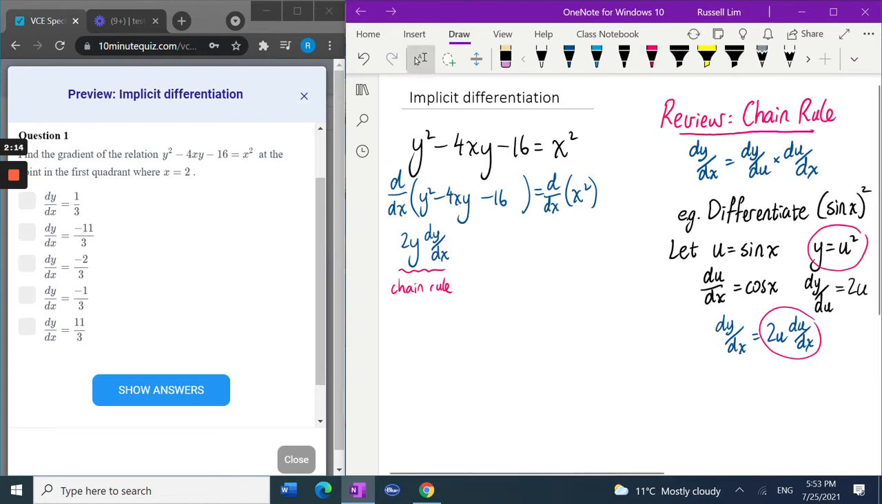For the next term, the 4xy, we're actually going to need to use the product rule because we have x times y and y itself is a function of x. I'll just pull the 4 out and then we differentiate the first one. So the derivative of x is 1 times y, plus x times the derivative of y, which is dy/dx. Okay, so we've done that there using the product rule.